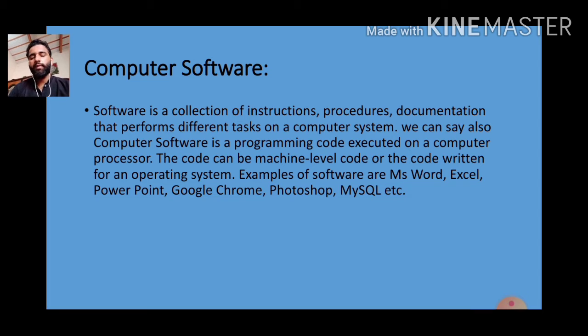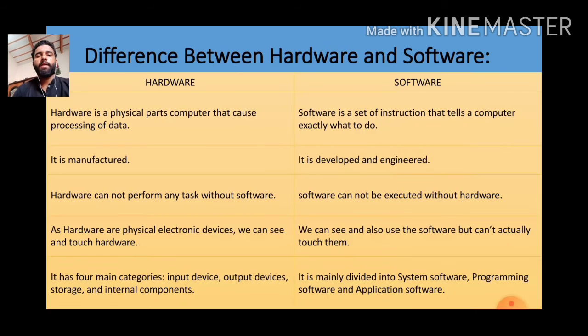One of the best qualities of computer software is that we can't touch it, but computer hardware we can touch. Here, what is the difference between hardware and software? Hardware is the physical part of a computer that causes processing of data, and on the other hand, software is a set of instructions that tell a computer exactly what to do.